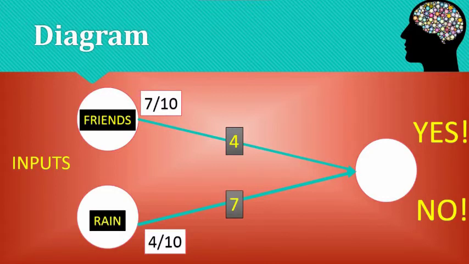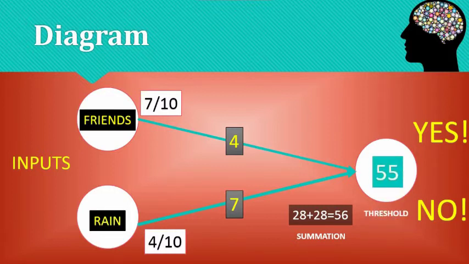Now, in this critical condition, your brain will do a very simple calculation. The calculation is 7 into 4 plus 4 into 7. Just multiply the priority and the input numbers and add the two values this way: 28 plus 28 is 56. Now your brain will take a random value, which is actually a threshold value. In my case, the value is 55. I will talk about the threshold value after that.